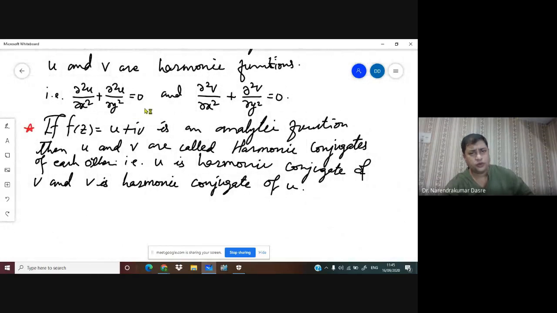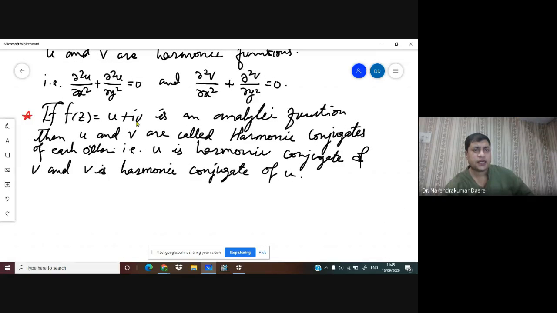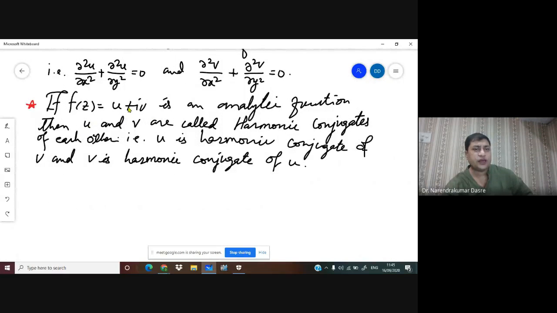Moreover, if f of z is an analytic function and u and v are harmonic functions, then we can say u and v are called harmonic conjugates of each other. So if we know that f of z is an analytic function, then its real part and its imaginary part are harmonic conjugates of each other. So we can say u is the harmonic conjugate of v, and v is the harmonic conjugate of u. Okay, so you got this concept now, or is there any doubt?